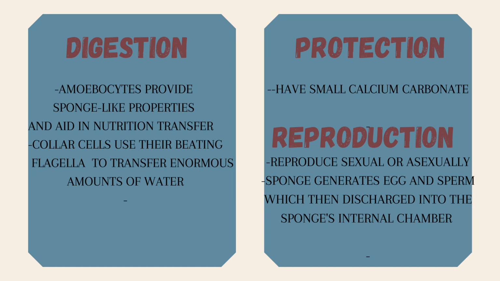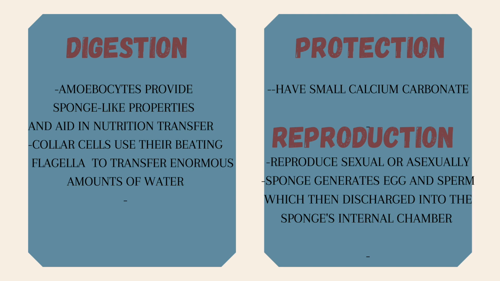For the digestion of sponge, amoebocytes aid in nutrition transfer, and collar cells use their flagella to transfer an enormous amount of water through body pores. The sponge will filter feed from this water by trapping food particles with collar cells to collect the nutrients. Besides, sponges have small calcium carbonate on the body surface to provide support and protection. Sponges also reproduce sexually or asexually.